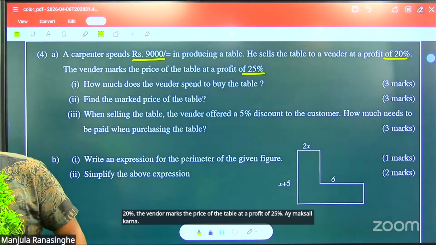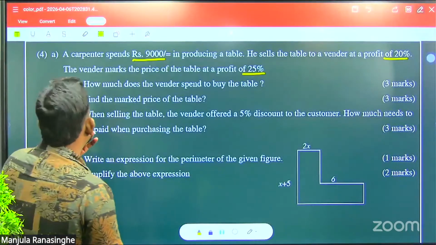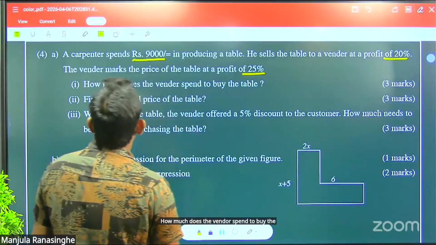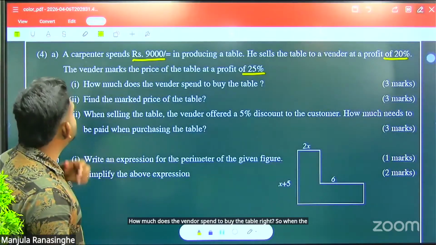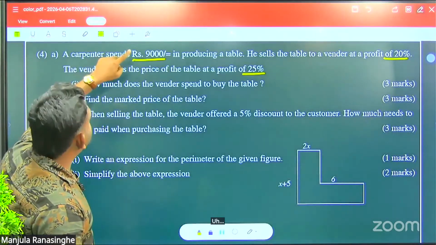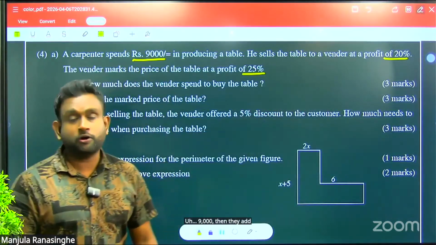Okay? How much does the vendor spend to buy the table? Right. So the vendor buys the table means 9,000, then they add 20% profit on it.